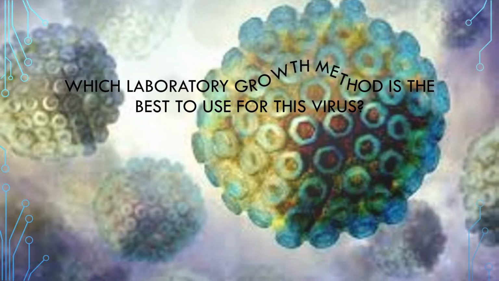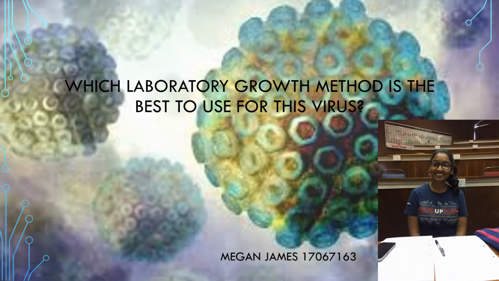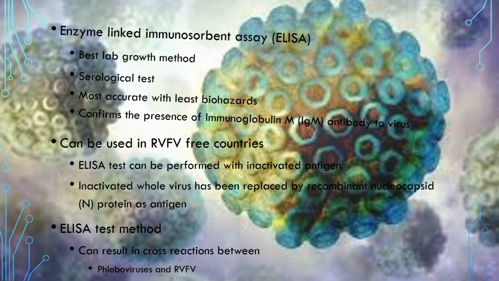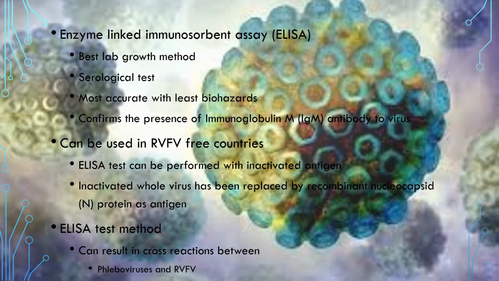Which laboratory growth method is the best to use for this virus? The lab growth method that would work best for Rift Valley fever is an enzyme-linked immunosorbent assay, also known as ELISA. This is a serological test and allows the diagnosis of recent infections by confirming the presence of immunoglobulin M or IgM antibody to the virus.